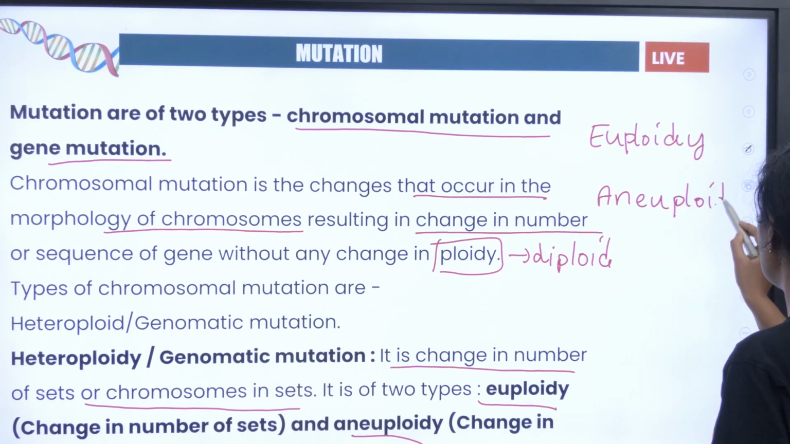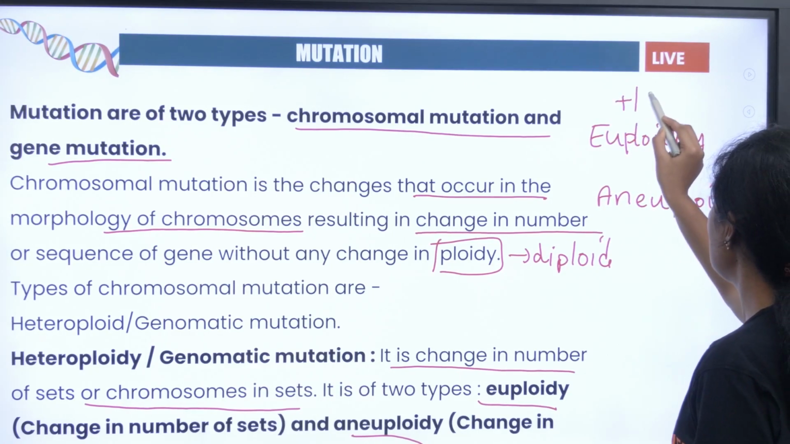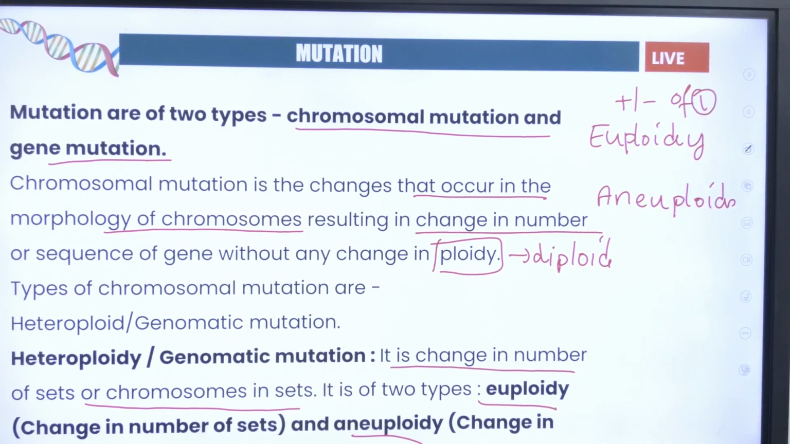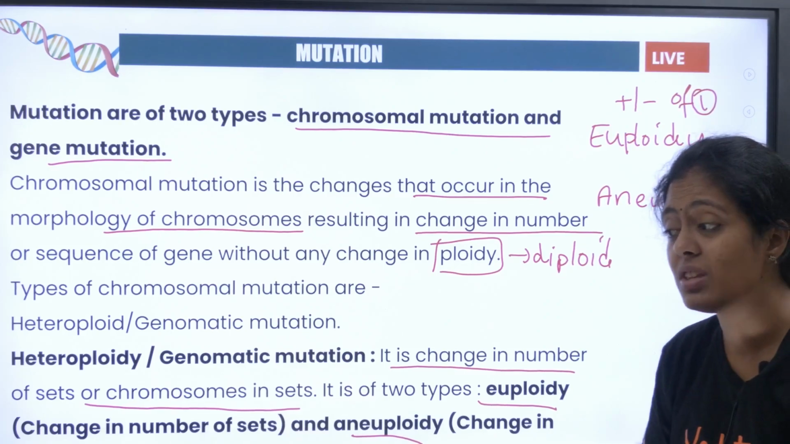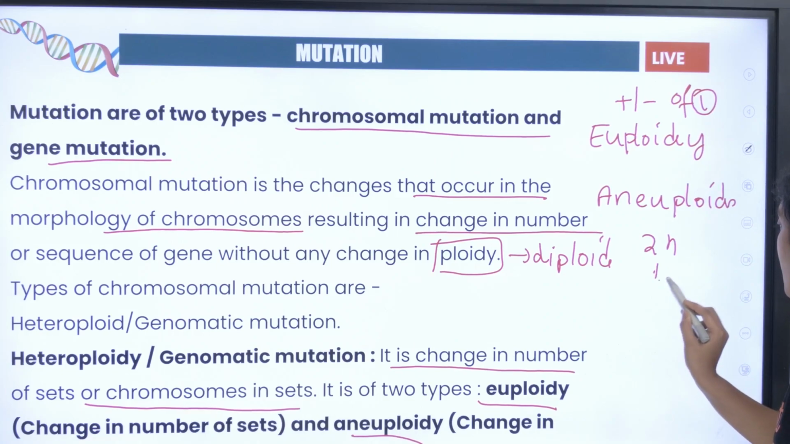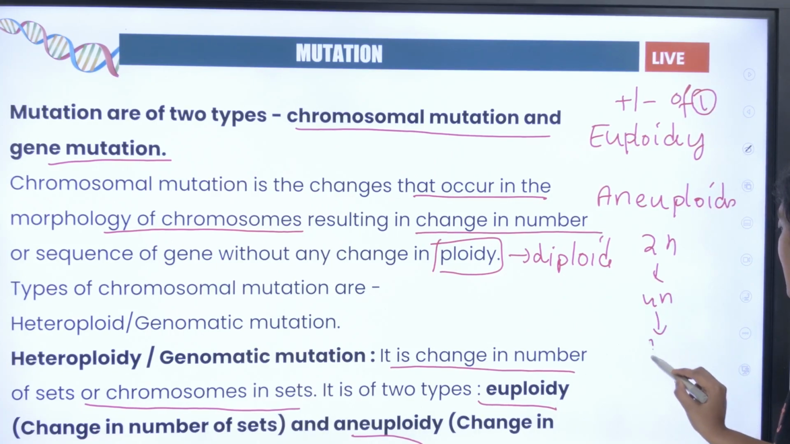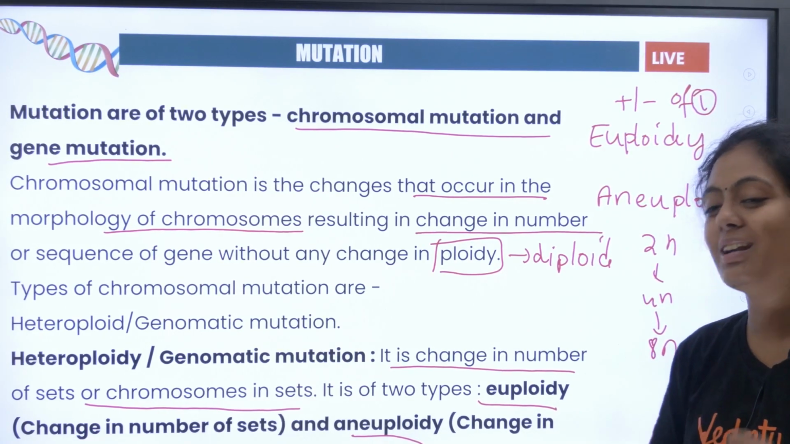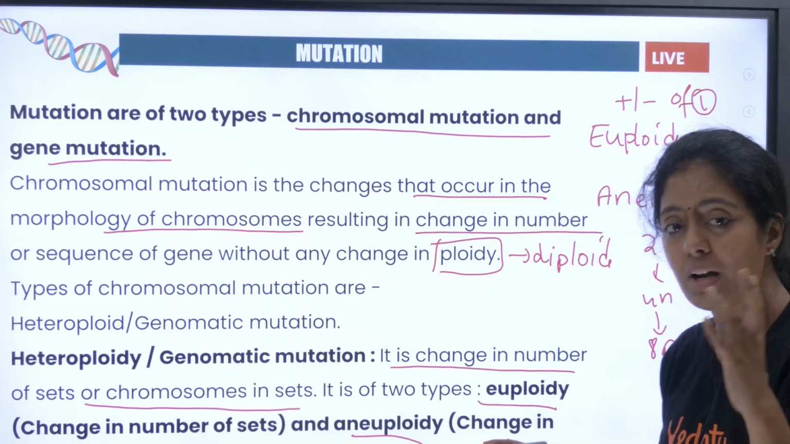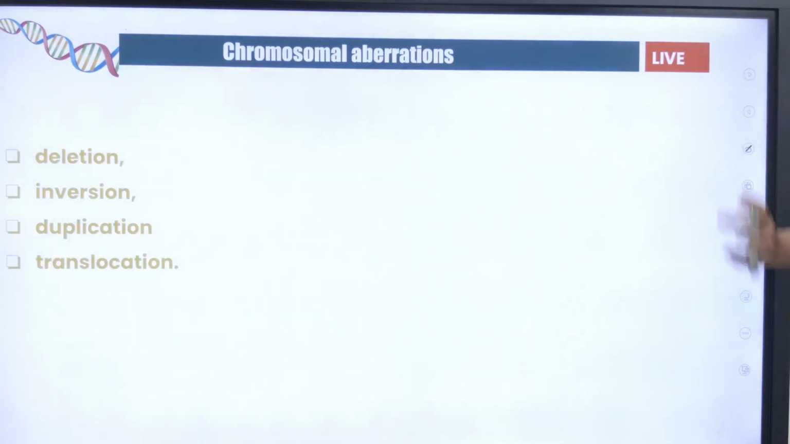Aneuploidy is an addition or deletion of one chromosome, just a single chromosome. And euploidy is a change in the entire set of chromosomes. Now 2n can become 4n, 4n can become 8n. That is what I call euploidy. I hope it is all clear, euploidy and aneuploidy. Now let's move on.